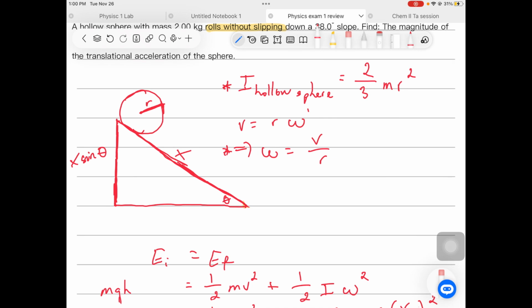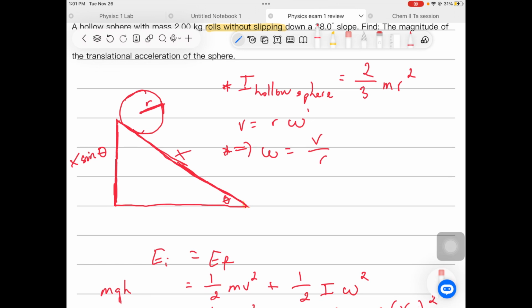At the beginning, the sphere only has potential energy. It does not have kinetic energy because it's not rolling. It's at rest. So only potential energy is available: mgh. And then the final energy is made up of both translational and rotational kinetic energy, which is equal to one half mv squared plus 1/2 I omega squared. Now we have this equation with too many unknowns.